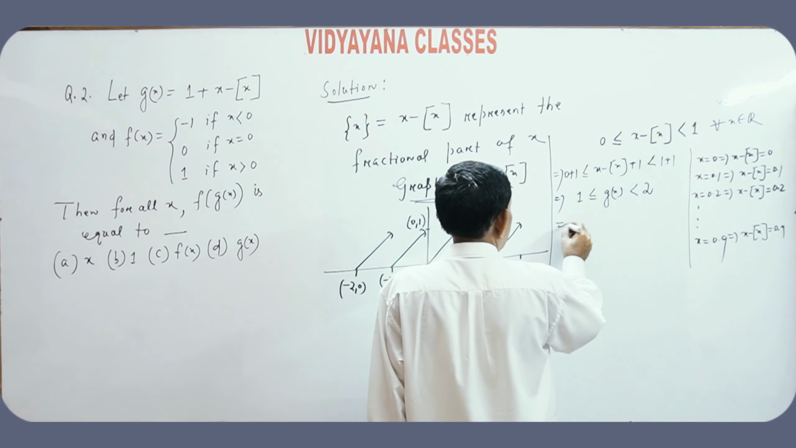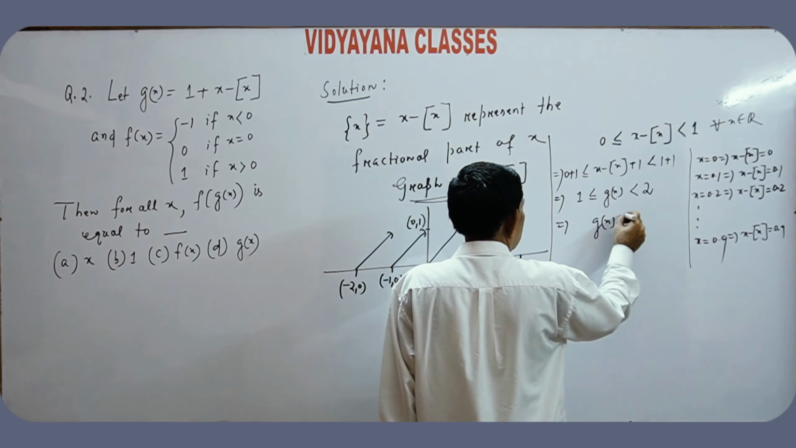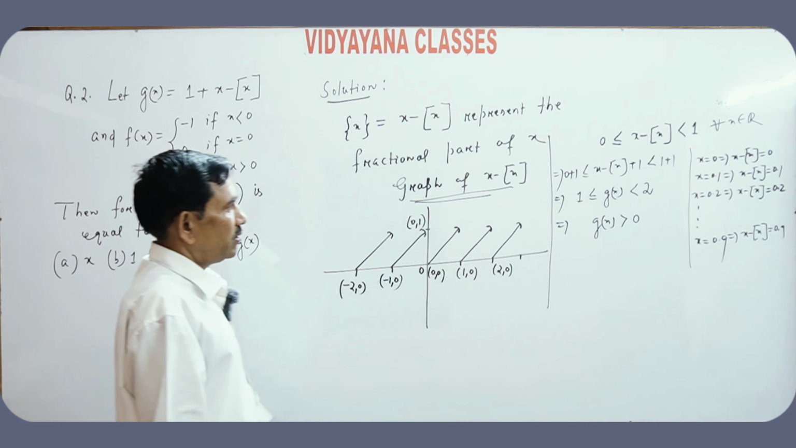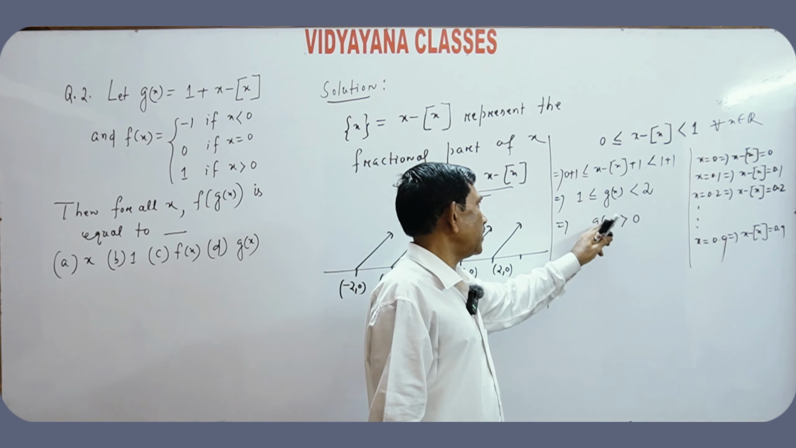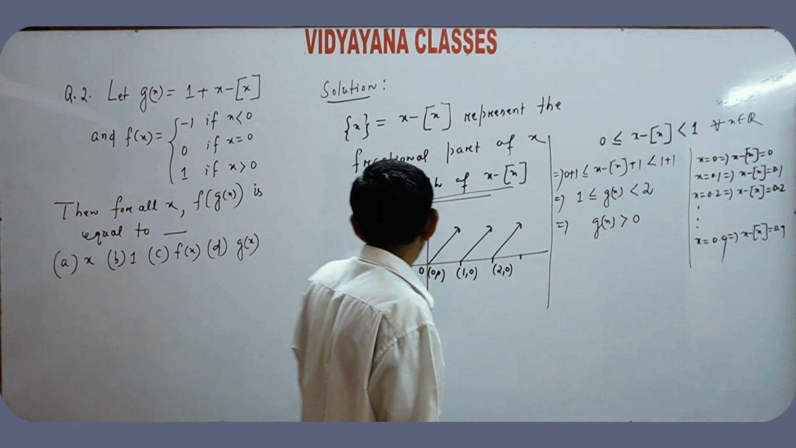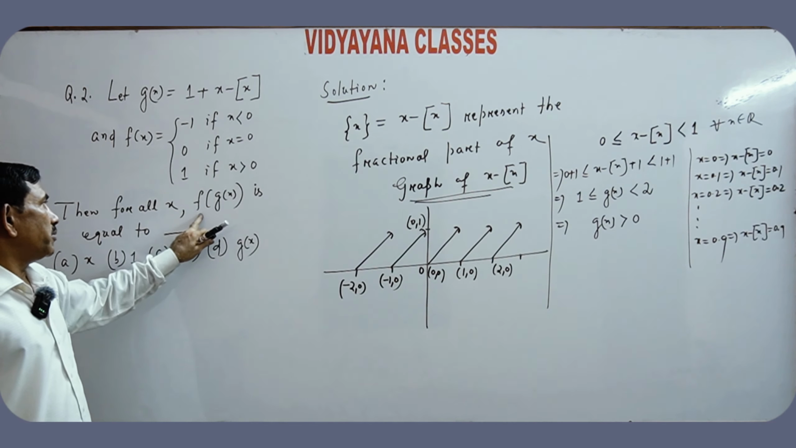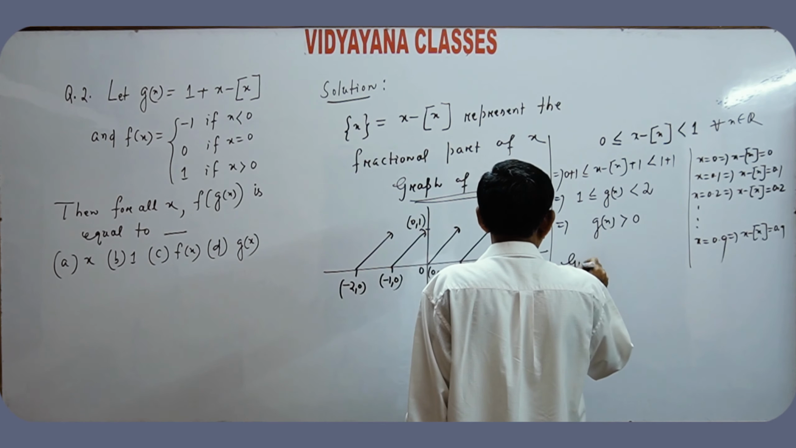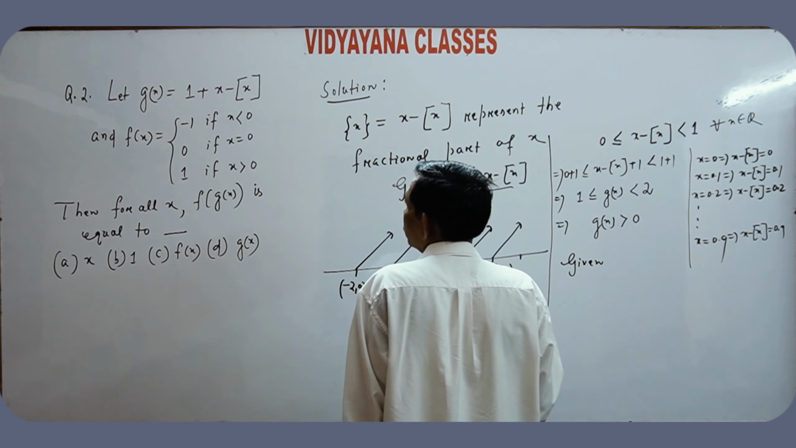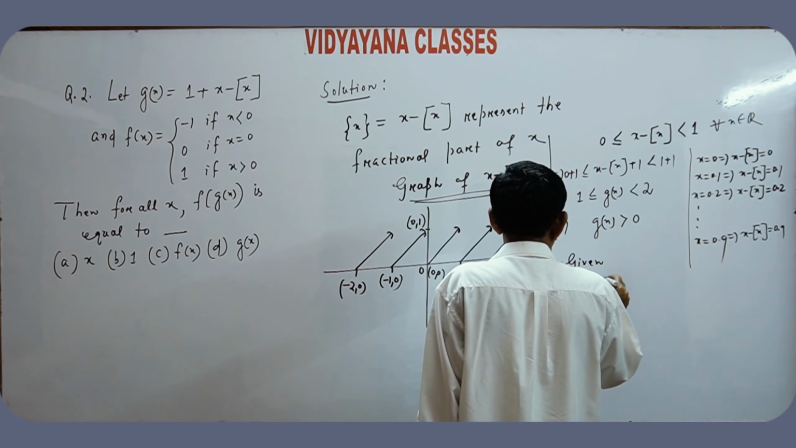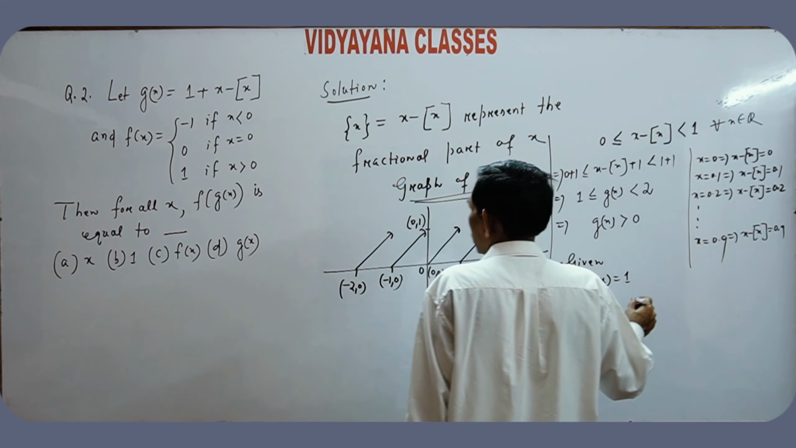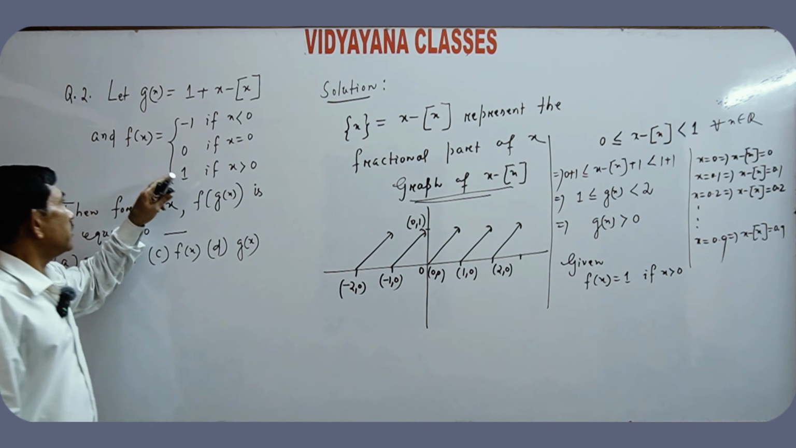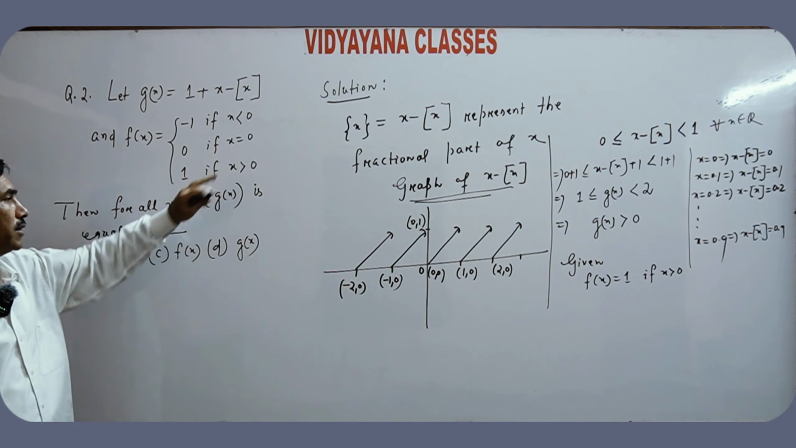Which implies g(x) is greater than 0. g(x) is a positive quantity, a positive number. Since g(x) is greater than or equal to 1 and less than 2, we have to find f of g(x). Given f(x) is equal to 1 if x is greater than 0.